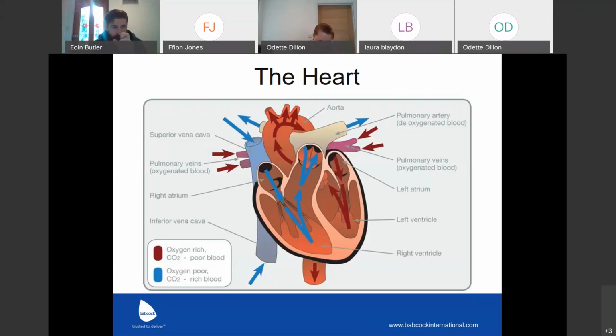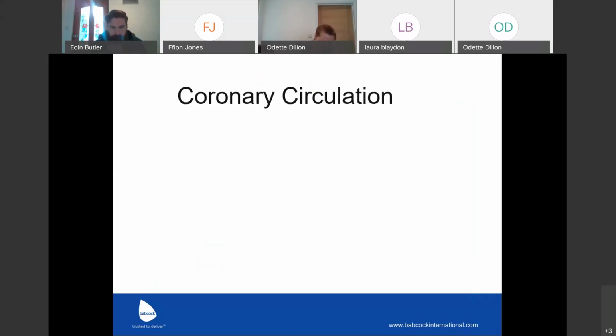That's why the video is really important. So both of those videos look at the circulatory system and the flow of blood through the heart and around the body. Okay, coronary circulation then.